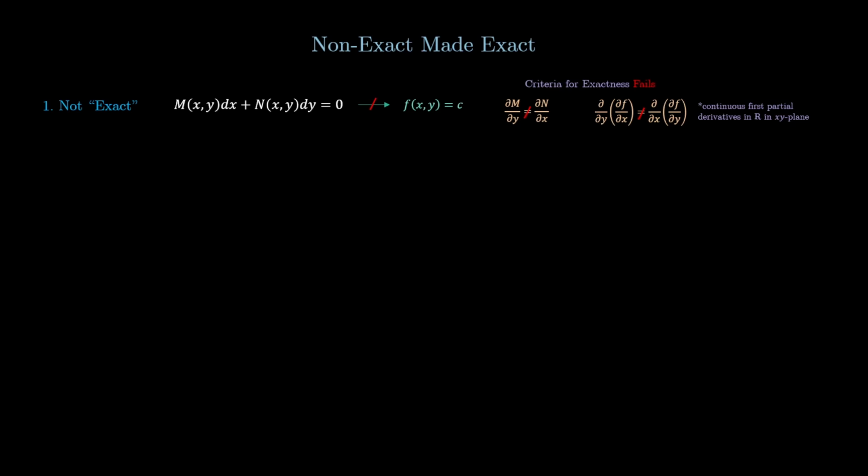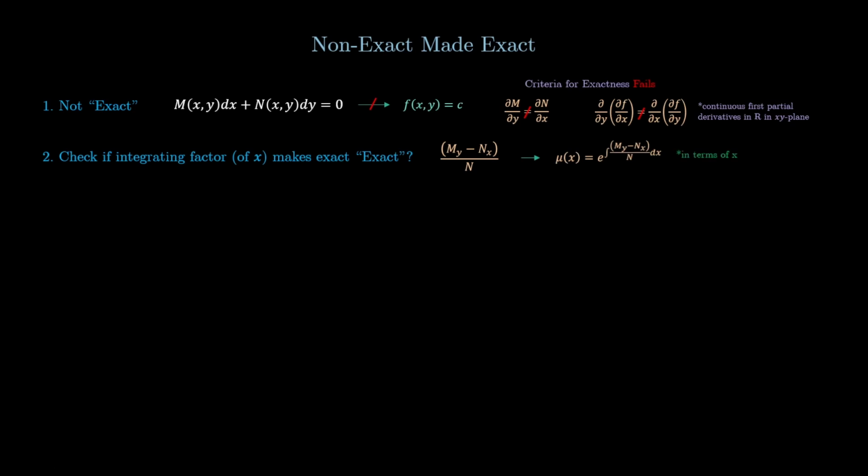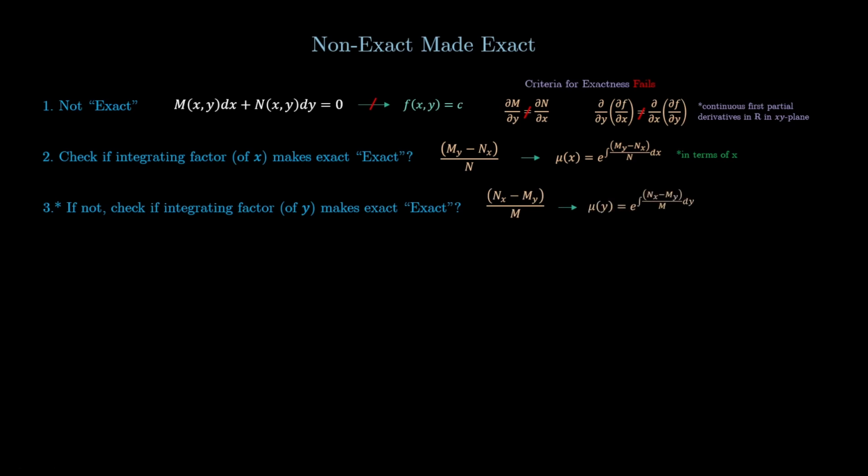And step 2 is, once we establish that it's not exact, we check if an integrating factor, first in terms of x, makes it exact. So we try to solve the following, and we should get this if it is in terms of x. And if it is not, we could try our alternate assumption, which is to check if the integrating factor is in terms of y. So we solve for this, and we shall get this if it is in terms of y.